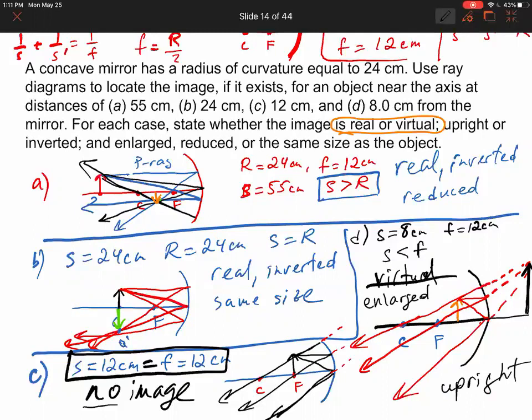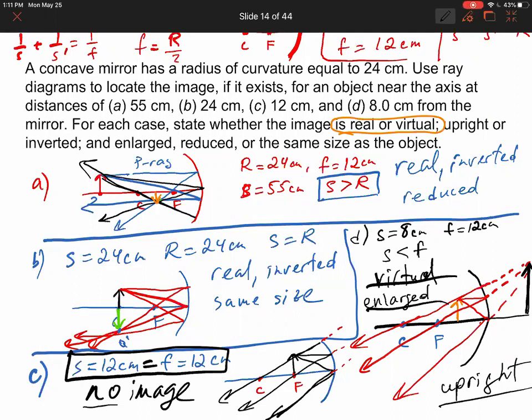Okay, so virtual, enlarged, and upright. Why? Because the object was placed much closer to the mirror than its focal point, and you generate basically an enlarged image. So you can see, right, these are 4 different cases for the concave mirror. A concave mirror gives you all of these different combinations.